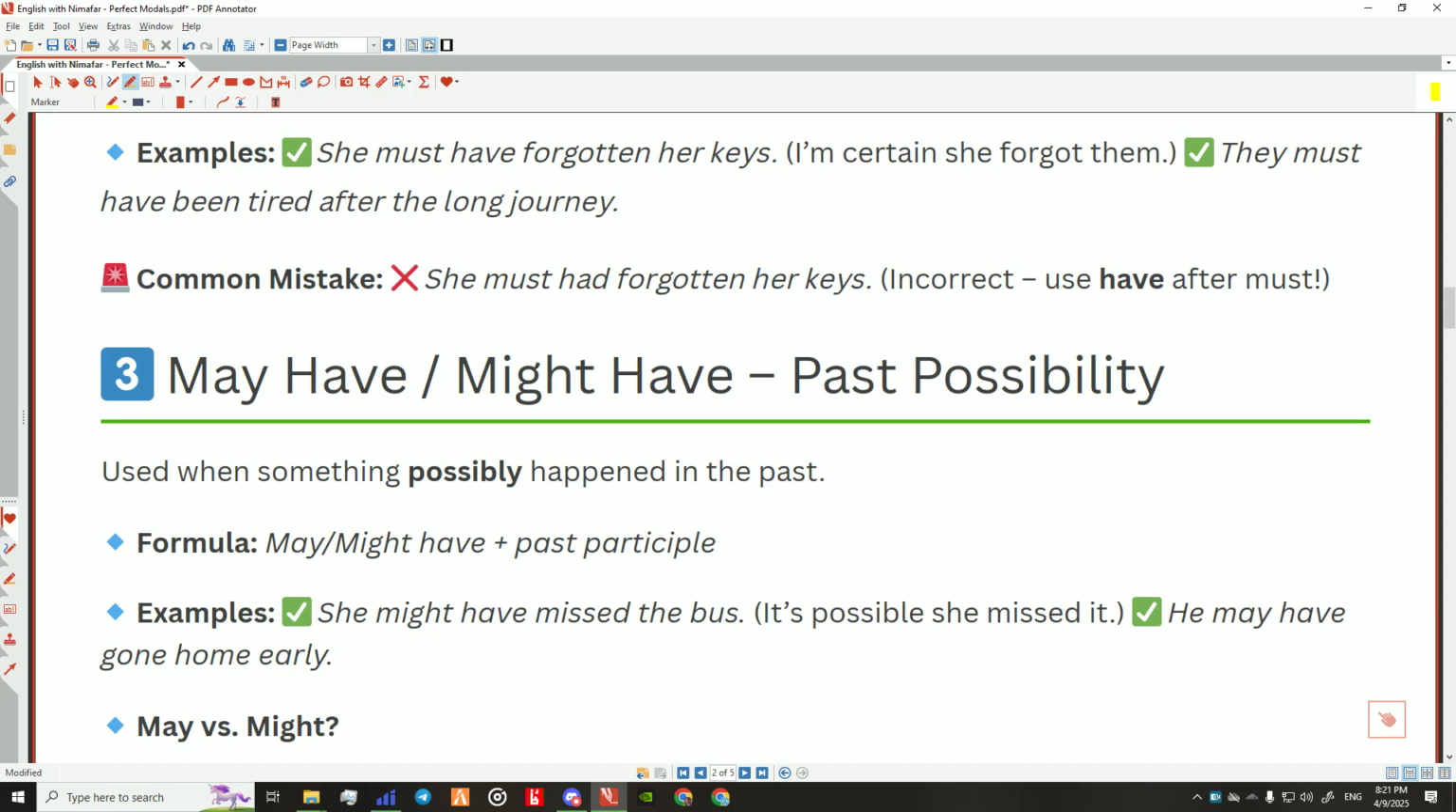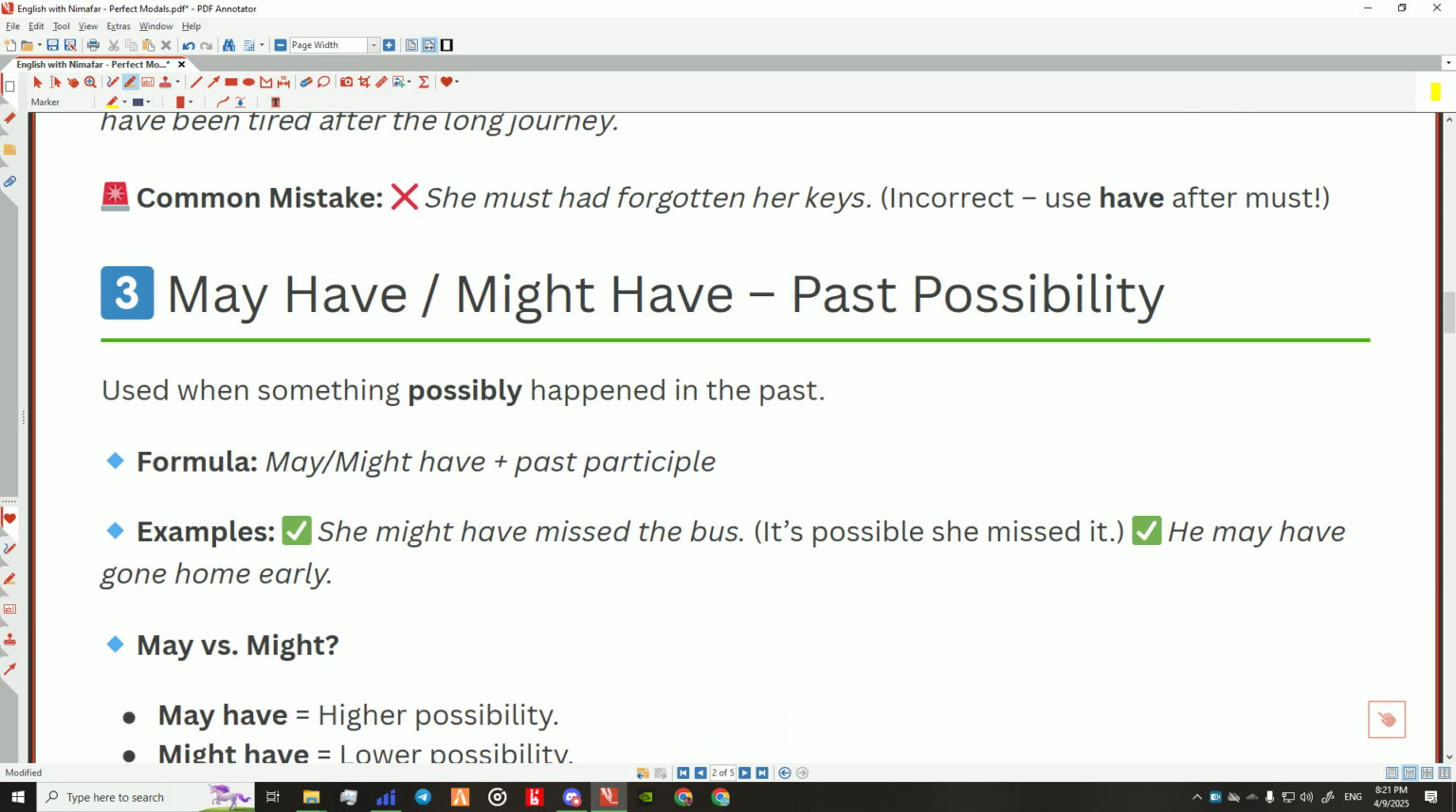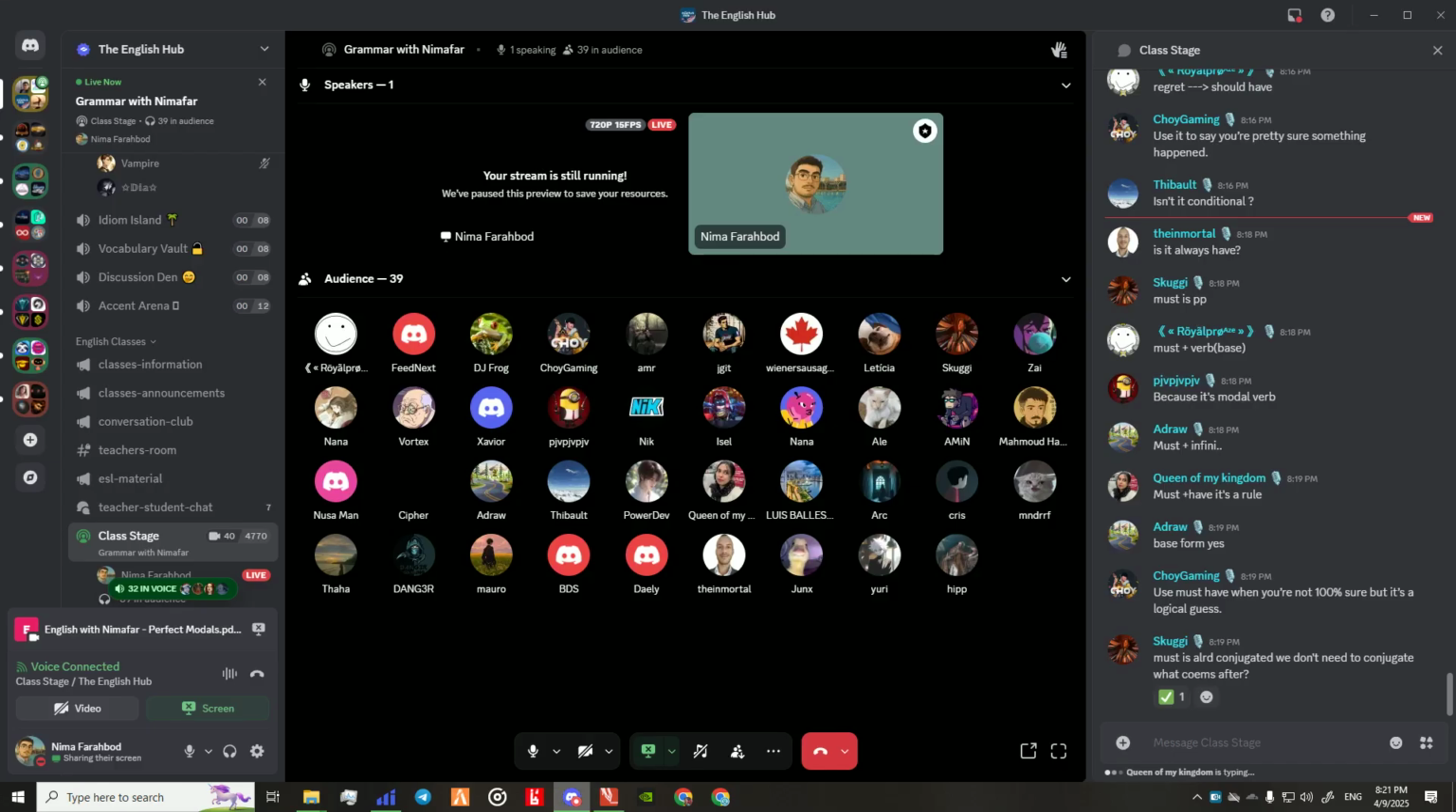Or he may have gone home early. Where is he? I don't know. For example, where was he? I didn't see him. Did you know? No, I don't know. He or she may have gone home early. Or they may have gone somewhere else, like the cafe, restaurant, shopping mall, whatever. We don't know. We just guess. We just think.